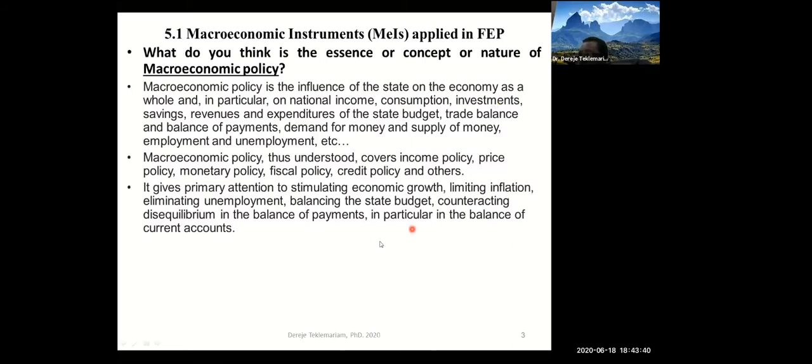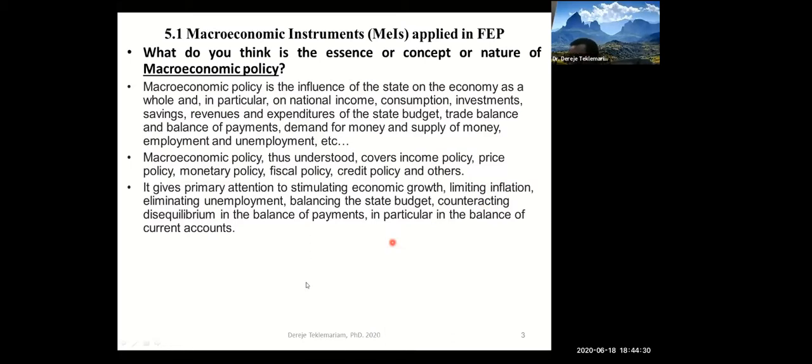Second, its primary attention is limiting inflation, and then, if possible, eliminating unemployment, or if not, at least minimizing unemployment, and even balancing the state budgets, state budgetary deficits. State budget means the amount of revenue that the state generates and the amount of expense, we call it state expenditure, that the country allocates to various capital and other things. The other thing is countering disequilibrium, especially in terms of correcting balance of payment problems, especially in the balance of current accounts.